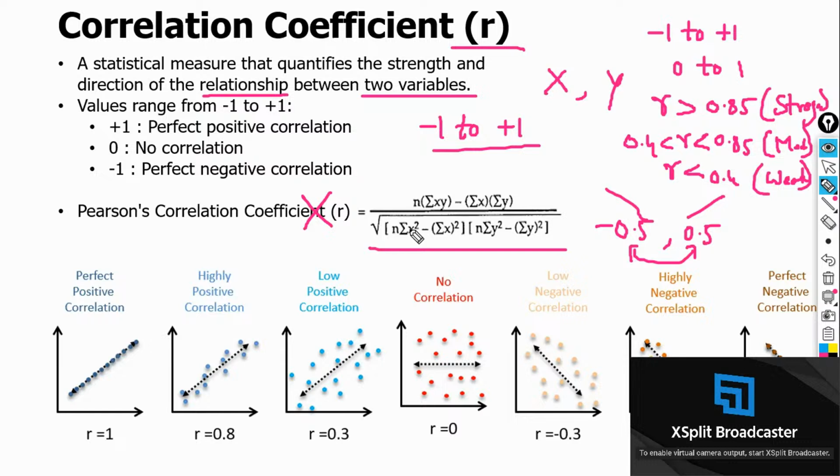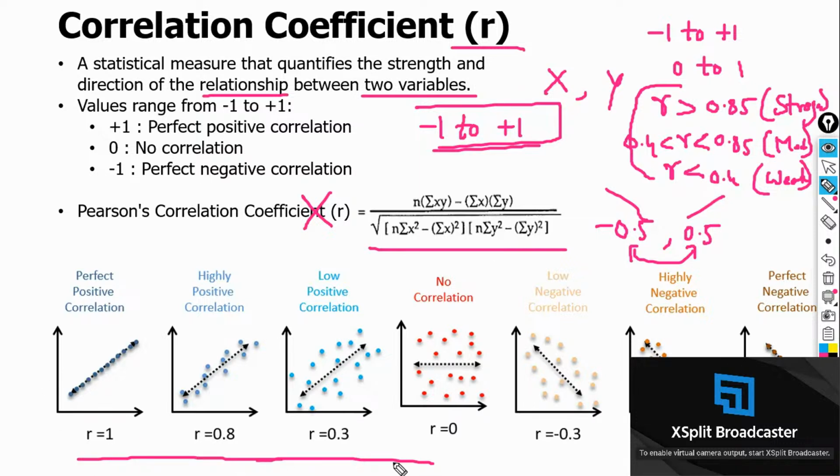No one generally questions you on the formula with respect to R, but they'll question you with respect to the range. How you finalize the strength between the variables is given by these values. If the R value is greater than 0.85, we say the strength between the variables is strong. If R lies in the interval 0.4 to 0.85, we say the strength is moderate. And if the R value is less than 0.4, we say the strength is weak.